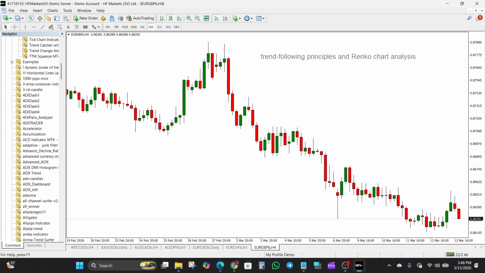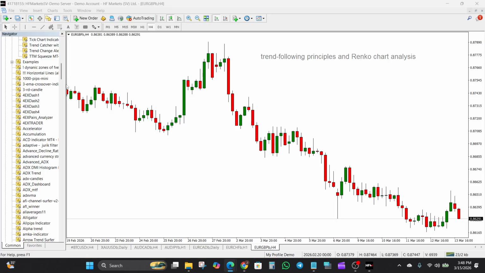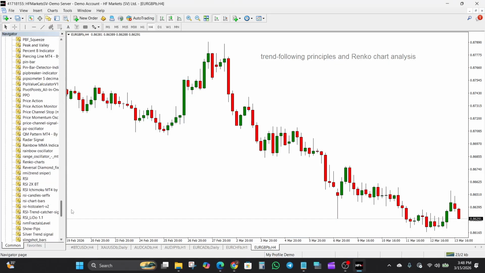The trend following concept is inspired by the famous trading experiment led by Richard Dennis and William Eckhart, where traders were trained to follow systematic trend strategies. Now, Renko charts are a charting method.